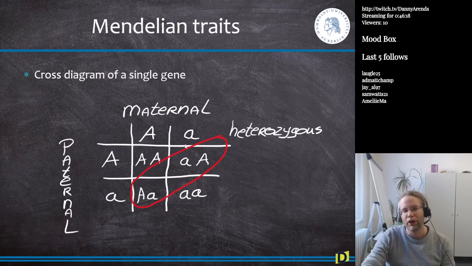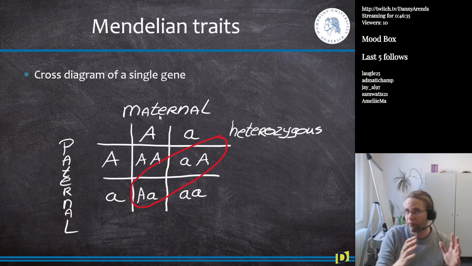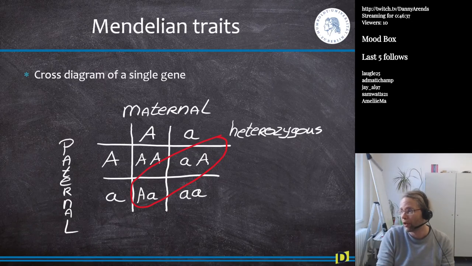Right, so what we are seeing here is a maternal individual, so the mother, and the paternal individual, which is the father. In this case, our mother is a heterozygous individual. So the genome of the mother, since we are diploid organisms, we have two copies of each chromosome.